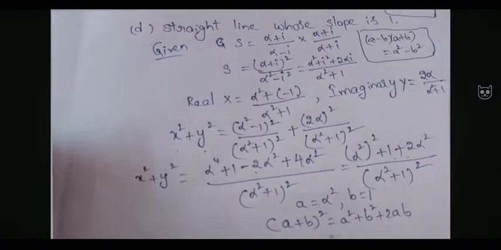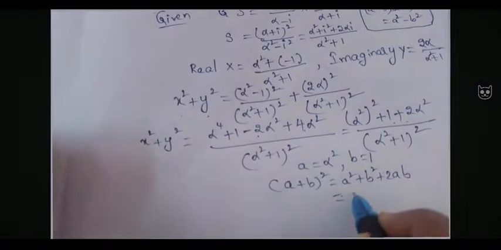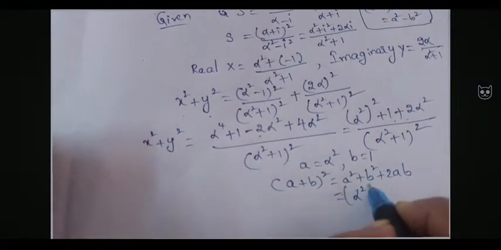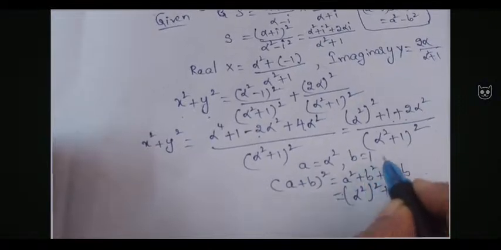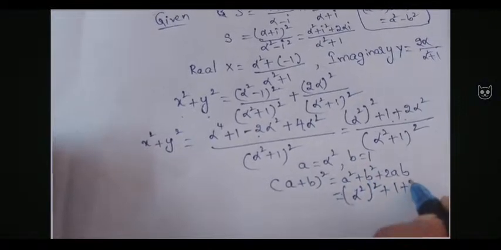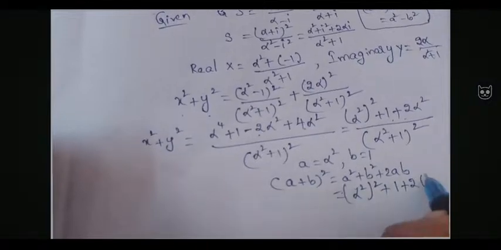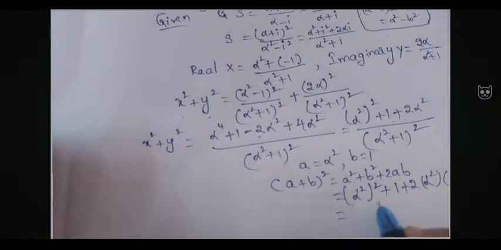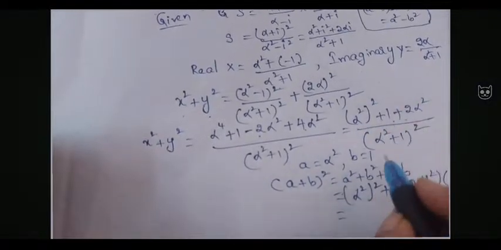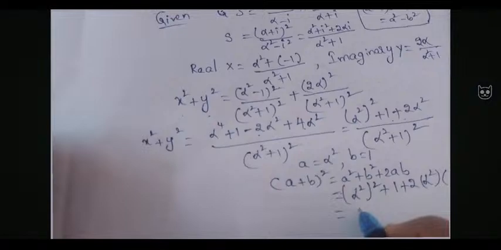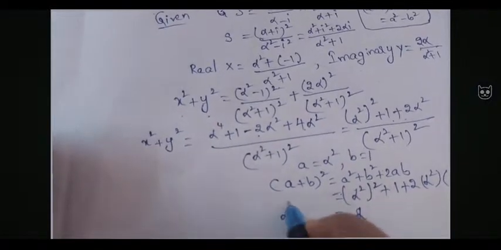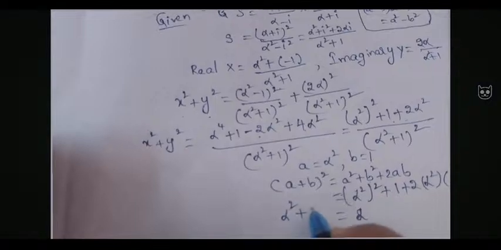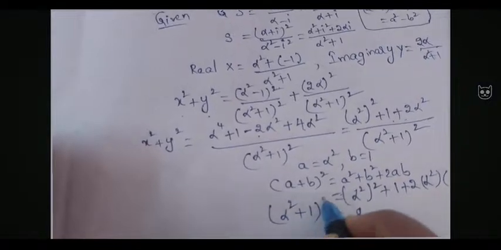So substitute a value in this. A is how much? Alpha square, a square, that is alpha square whole square plus b square, 1 square, that is 1, plus 2 into a. What is a? Alpha square into b, that is 1. So it's looking like this form. So I can write this as a plus b whole square. A is alpha square plus b is 1 whole square.